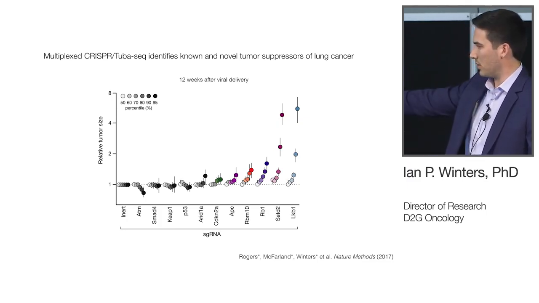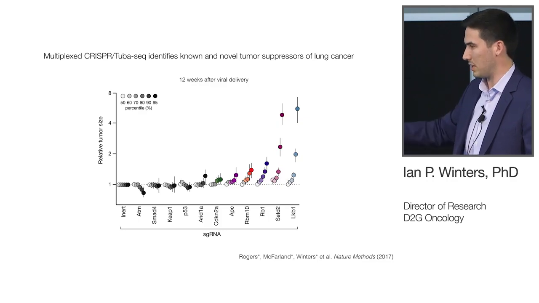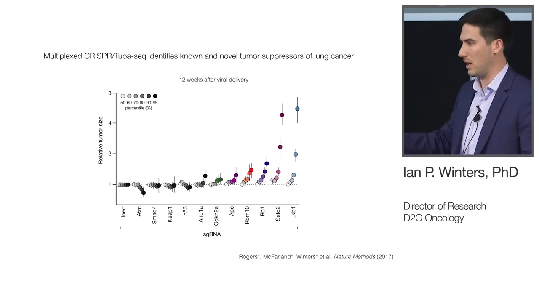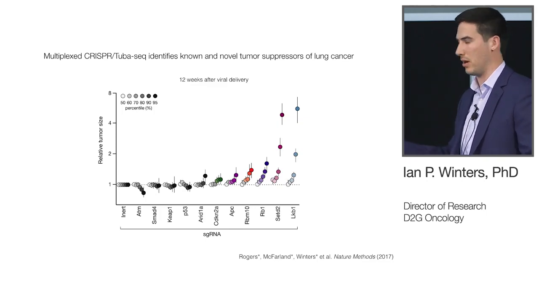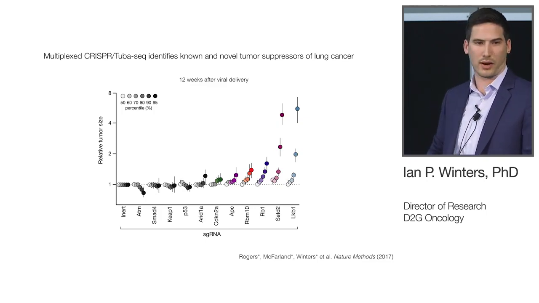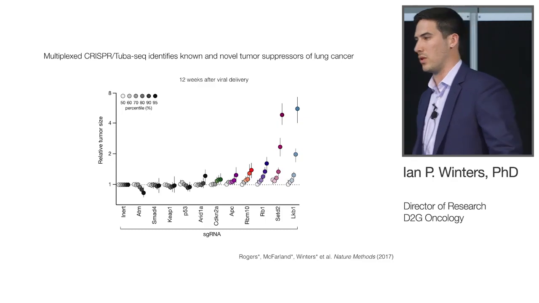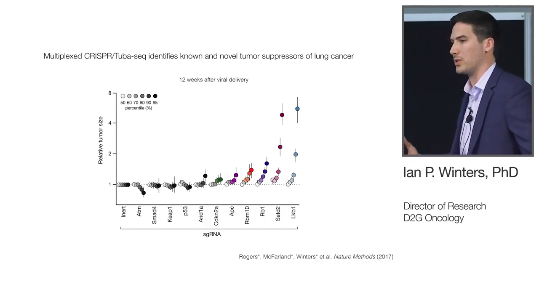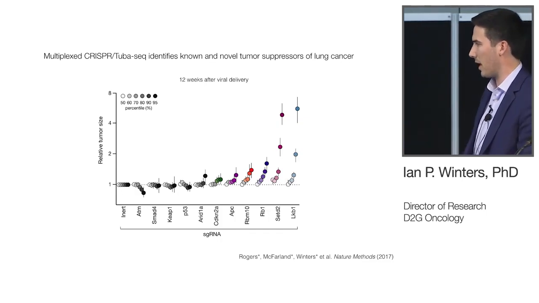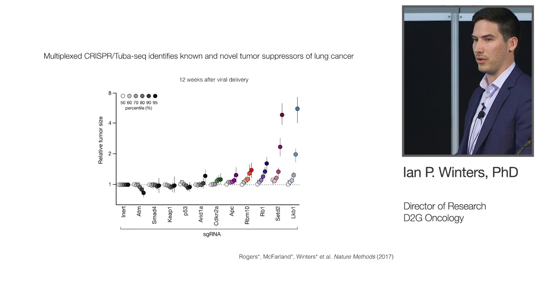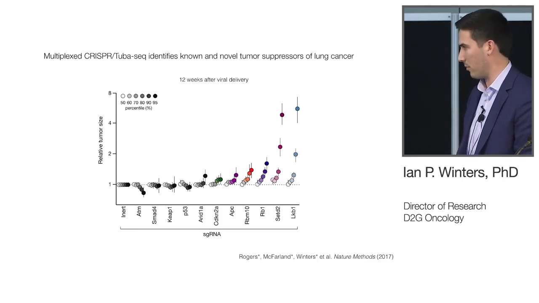Whereas some genotypes actually don't seem to be tumor suppressive at all. So if you inactivate those, you don't get much of a shift across the entire distribution relative to these inert guide RNAs. So this really gives you a quantitative metric of the tumor suppressiveness of every one of these genotypes. In this particular experiment, we found SETD2 and RBM10 were novel tumor suppressors of lung cancer that hadn't been identified before.